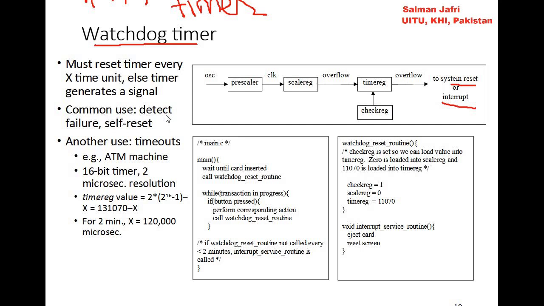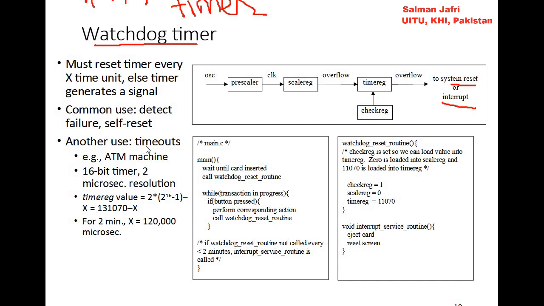So what is the common use? It can detect failure or it can be used for self reset. So when we are working with the keypad of the ATM, we must reset the timer every X time unit, else the timer generates a signal, right?